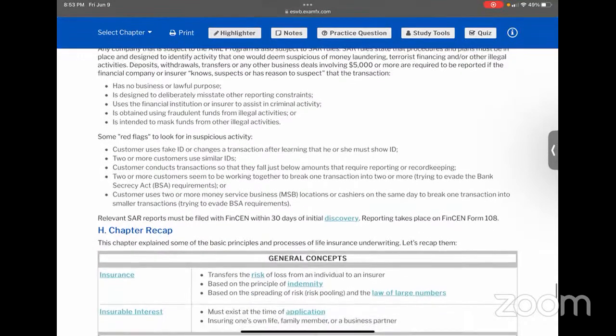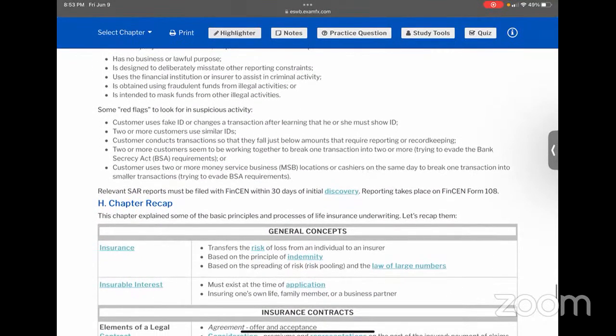Some red flags to look for: the customer uses fake IDs or changes a transaction after learning that he or she must show ID. Two or more customers use similar IDs. The customer conducts transactions so that they fall just below amounts that require reporting or record keeping. Two or more customers seem to be working together to break one transaction into two or more, trying to evade the bank Secrecy Act, BSA requirements.